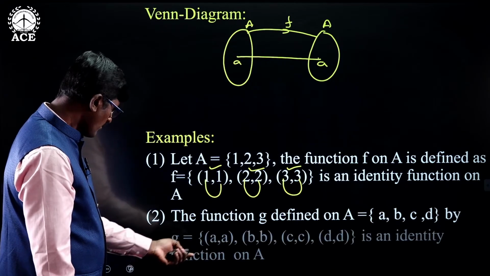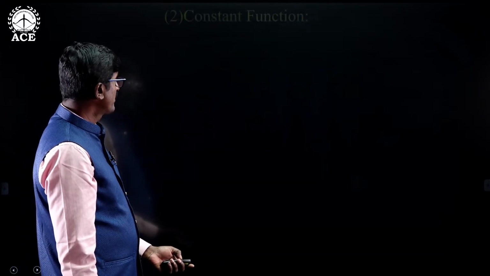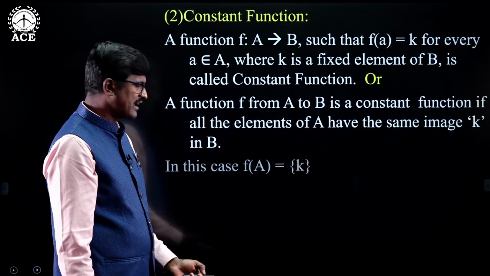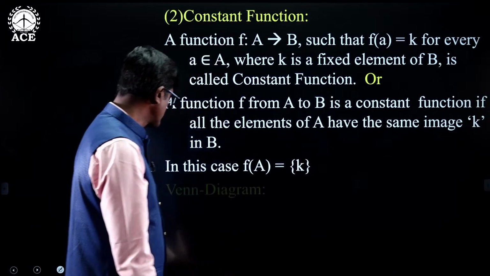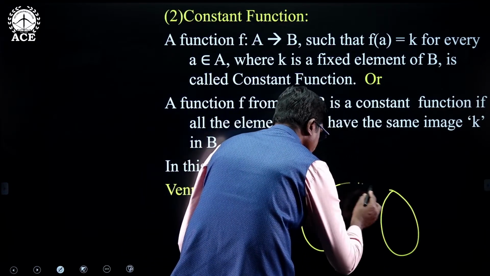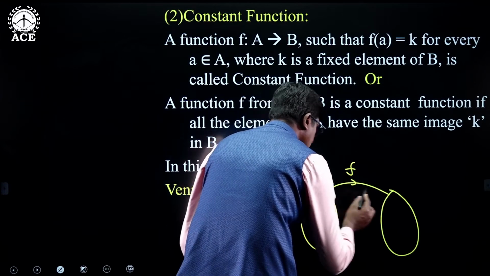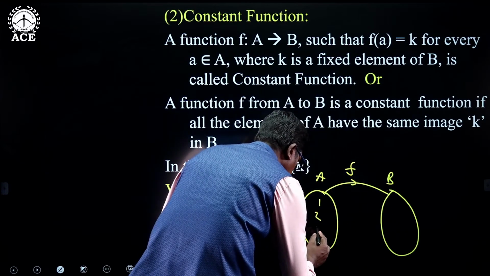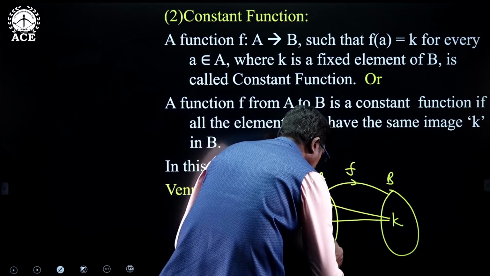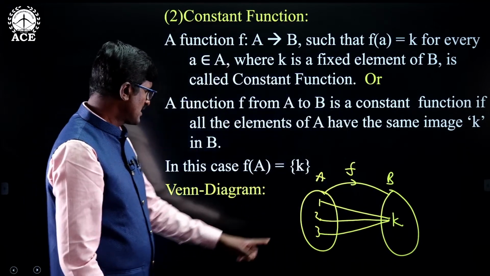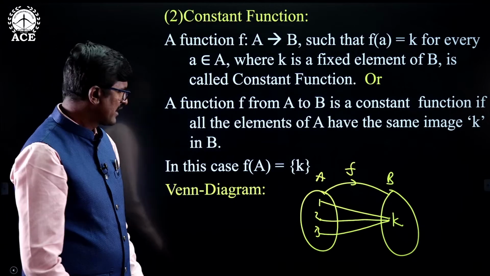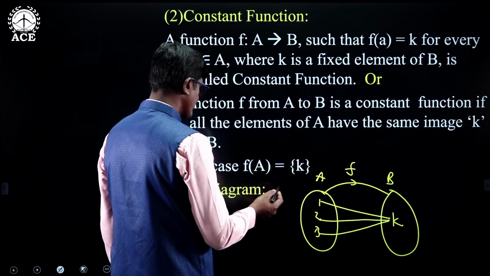So this is about identity function. Next, this is another example for the identity function. The next one is constant function. So constant function means for every element in set A, there is only one image. For every element in set A, there is only one image, then it is called constant function. So this is f, this is set A, and this is set B, 1, 2, 3. For 1, the image is K, for 2, the image is K, for 3 also the image is K. So that is, for every element in set A, if there is a unique image, then it is called constant function.